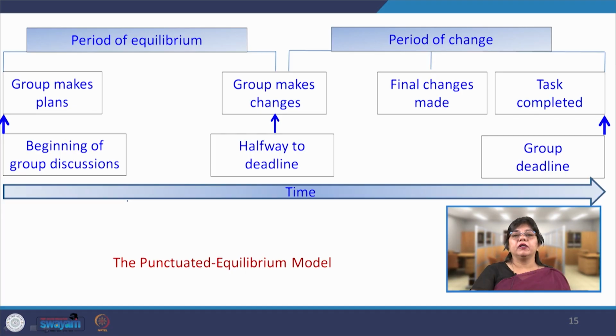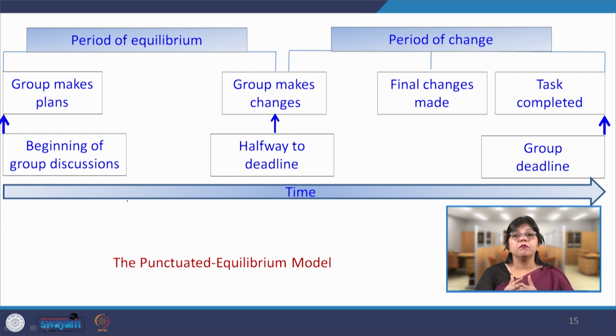This is a graphic representation of the punctuated equilibrium model. In phase 1 the group plans and tends to maintain an equilibrium. Halfway is the deadline because there is a crisis, and at the point of crisis only, they tend to make changes. So, so much adaptation is required, change in the environment and changes in the functionality of the group, and then again a new period of change to maintain that equilibrium and reach the goal. So, this is how Gersick has described the manner in which a group develops.